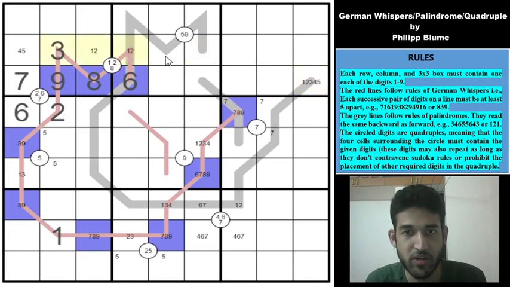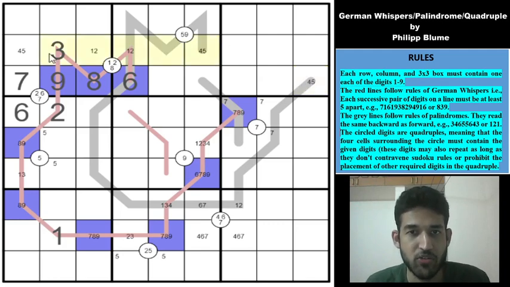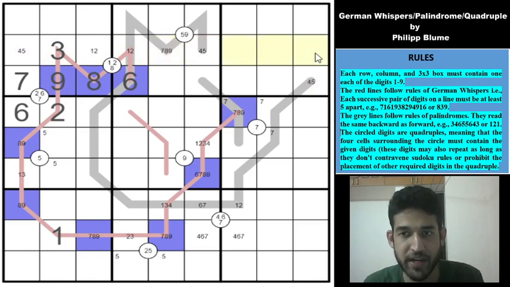But it cannot be 1, 2 and 3. So this would be 4 and 5, which means this would be 4 and 5, because both of these cells are equal in value. They are the ends of the palindrome. And now I have 1, 2, 3, 4, 5 in this row, which means that the remaining digits must be 6, 7, 8 and 9.